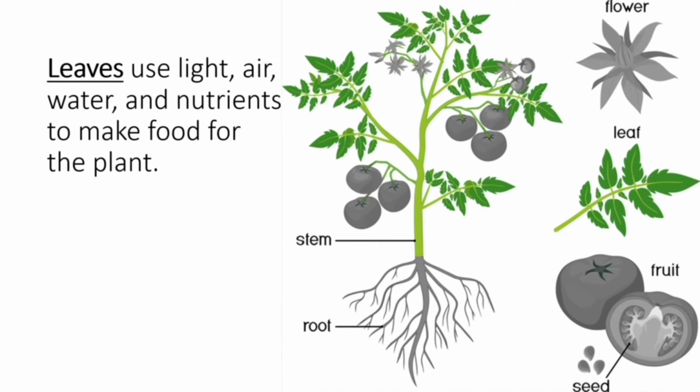Next, the leaves. As we talked about, the leaves are very important. The leaves absorb sunlight to create fuel for the plant. Do you remember the word for this process? That's right, photosynthesis.